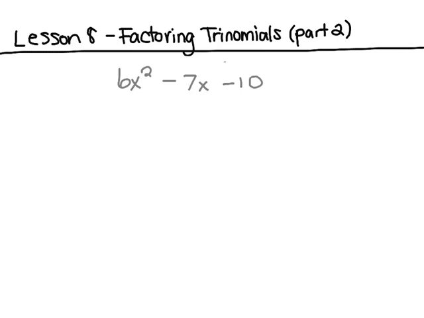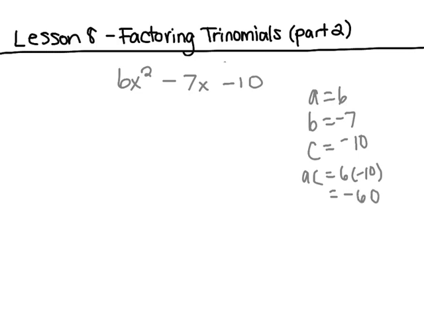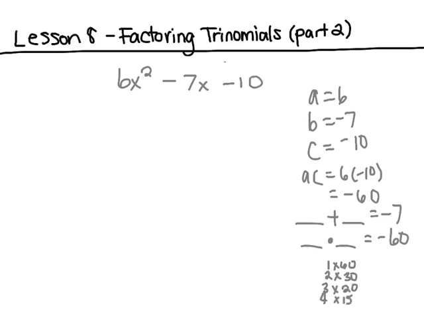Our next example, 6x squared minus 7x minus 10. A is 6, b is negative 7, and c is negative 10. AC is 6 times negative 10, so negative 60. So we need two numbers that add up to b, which is negative 7, and multiply together to get negative 60. And our factors of 60 are 1 times 60, 2 times 30, 3 times 20, 4 times 15, 5 times 12, and 6 times 10. There we go.